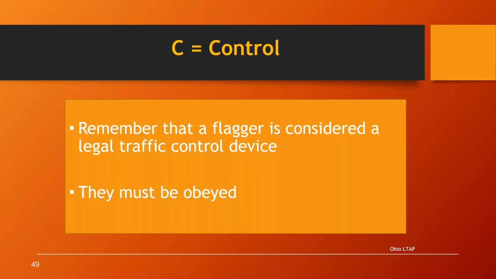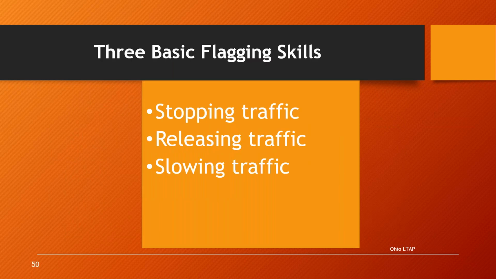So the other part of the ABCs is C for control. So we have to remember that a flagger is considered to be a legal traffic control device that must be obeyed. And you need to possess these 3 basic flagging skills: how to stop traffic, release traffic, and slow traffic.